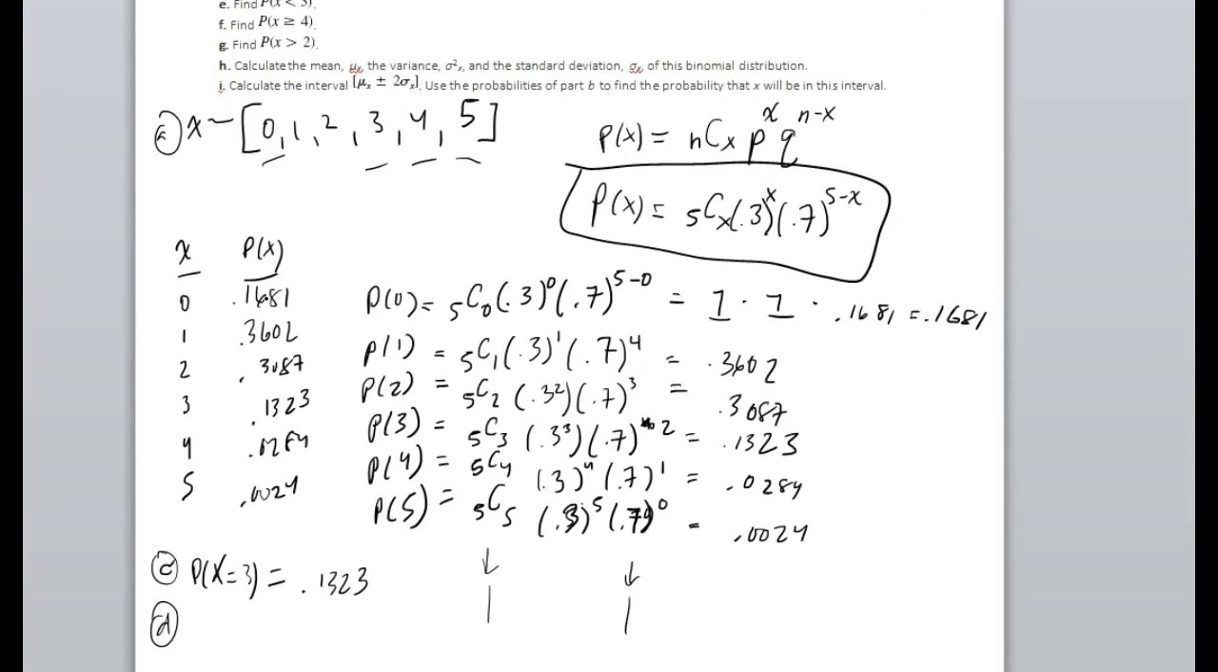And then D is asking for the probability of x less than or equal to 3. That's just going to be adding up the probabilities. So this would essentially be equal to the probability of x equals 0, plus the probability of x equal 1, plus the probability of x equal 2, plus the probability of x equal 3. So we just add all those up, which we have over here, and we are going to get 0.9692.